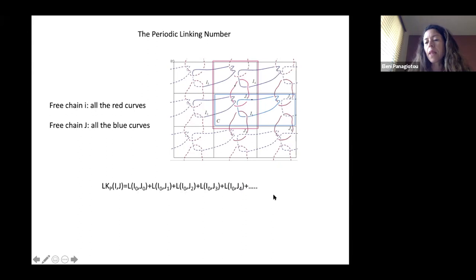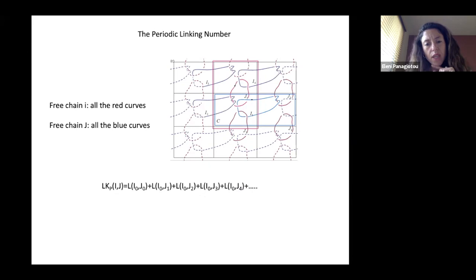And that definition is symmetric. If we were instead choosing an image of J and taking its linking number with all the blue chains, that will give us the same number. It does not depend on which image we choose for the calculation.